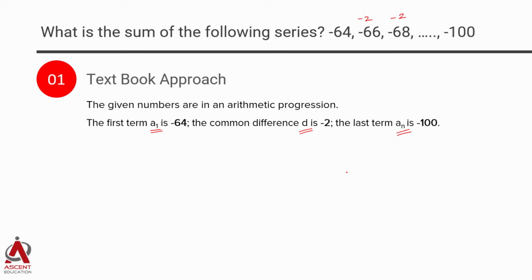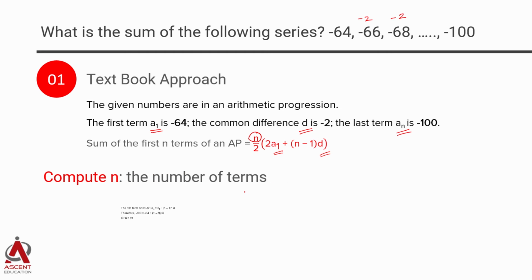I'll give you the formula to find out the sum of the first n terms of an arithmetic progression. The formula is n by 2 into 2a1 plus n minus 1 into d. Where n is the number of terms, a1 is the first term, and d is the common difference. What all data do we have right away? We have the value for a1, which is equal to minus 64, given in the question. We computed the common difference to be equal to minus 2. What we do not have right now is the value for n, the number of terms in the sequence. So the first job that we're going to do is to find the number of terms in the sequence.